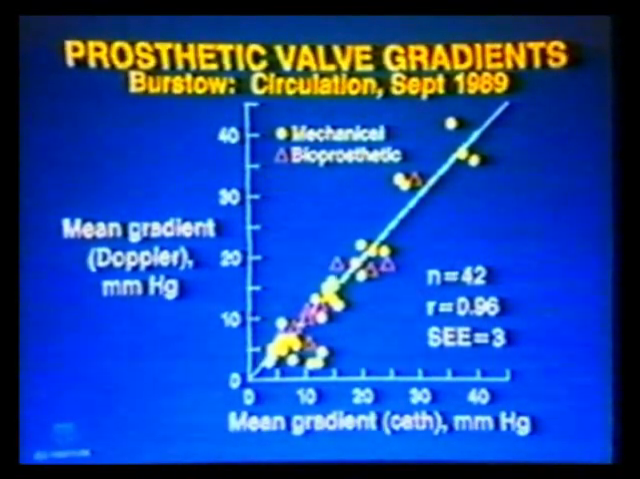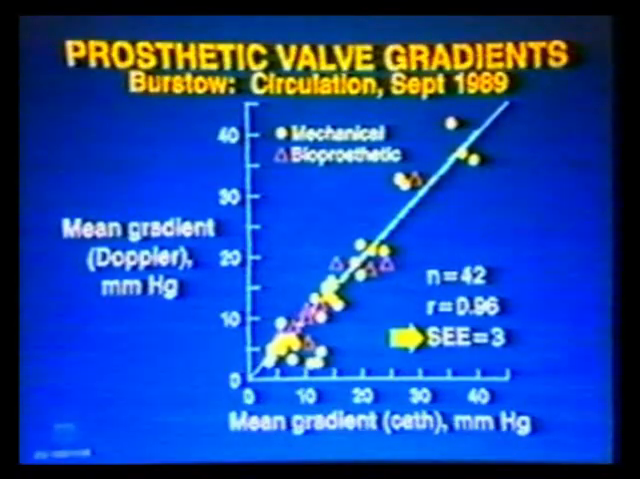These are the combined results for all prostheses, mitral and aortic. The Doppler and catheter mean gradients had an R value of 0.96 and a standard error of the estimate of 3 millimeters of mercury.